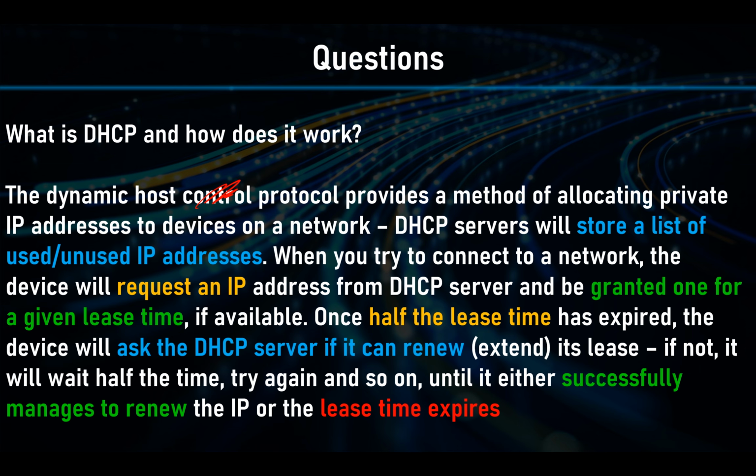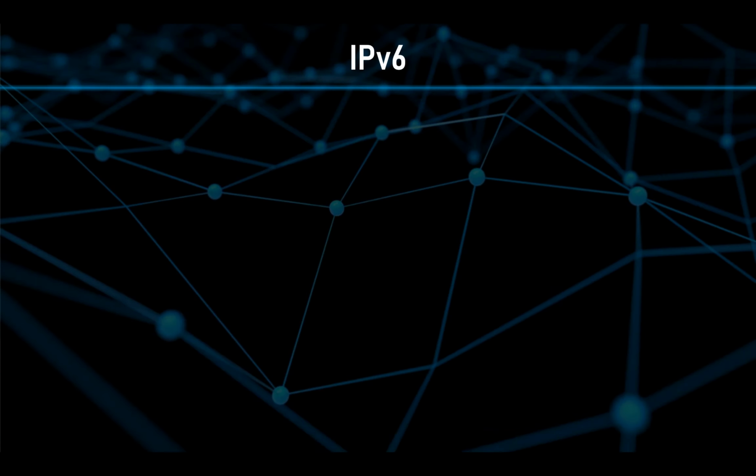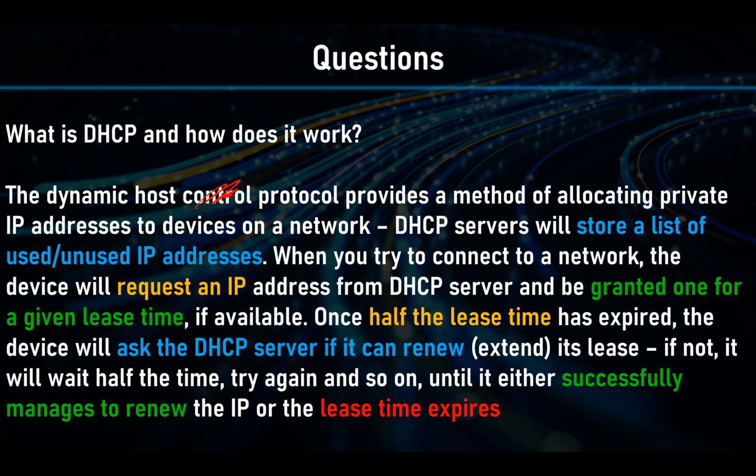If not, it's going to wait half the time and try again. If not, half the time again, try again, etc. Until either it successfully manages to renew the lease of the IP, or the lease time expires. And of course, if the lease time expires, then it's just going to be kicked off the network. It's not going to be able to connect. Alright, and then I think that's everything.